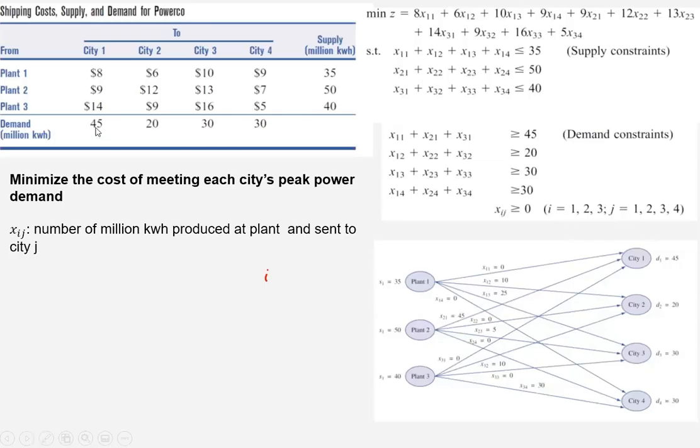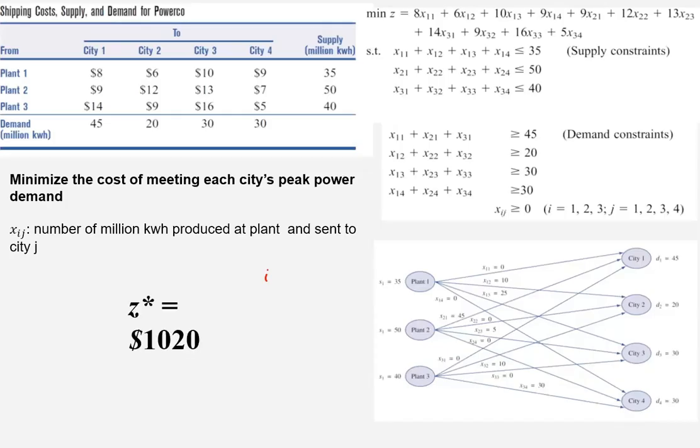Actually, the demand is 45 for city 1. So exactly that much supply is received, not more. Same thing for city 2, 3, and 4. For example, city 4 is 30 plus 0 plus 0. So 30, and its demand was 30. So this is a feasible solution, and it turns out to be the optimal solution.